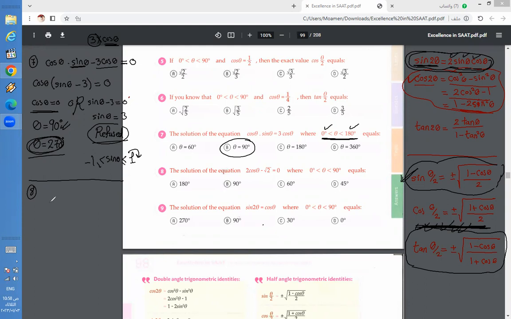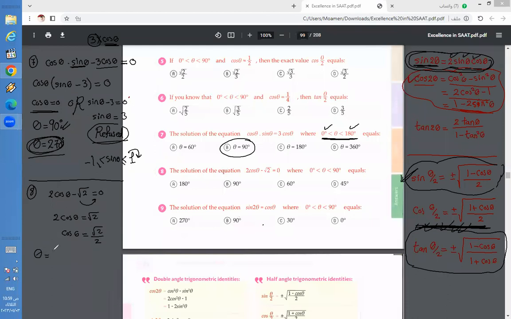Just pay attention. If you have 2 cosine theta minus root 2 equal to 0, move root 2 to the other side with the opposite sign. So 2 cosine theta equals root 2. Divide by 2, so it will be root 2 over 2. Which angle has its value root 2 over 2?